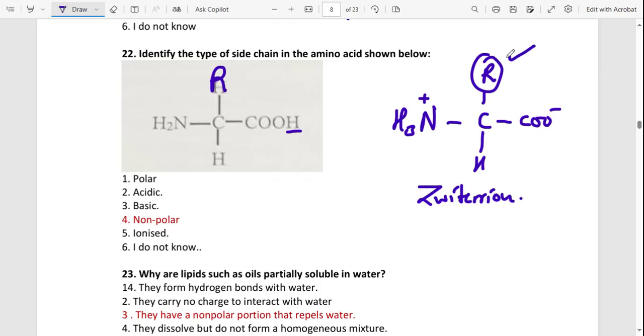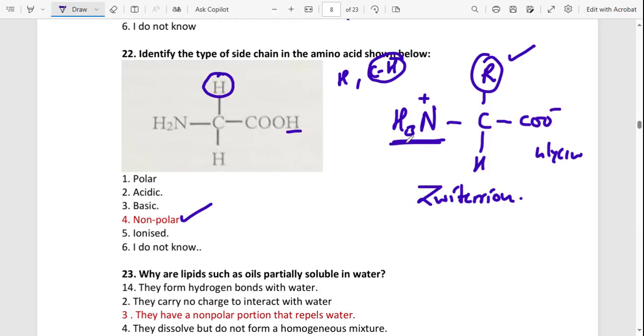Now, the R group is what determines the properties. If you have got an R group being hydrogen or carbon-hydrogen bonds, a lot of them, these are non-polar bonds. So if you see such an R group, that means that you have got a non-polar compound. And actually, the amino acid where the R group is a hydrogen is glycine. So this is a non-polar one.